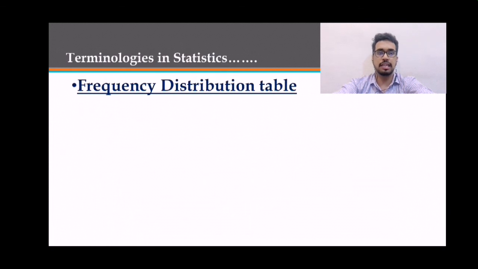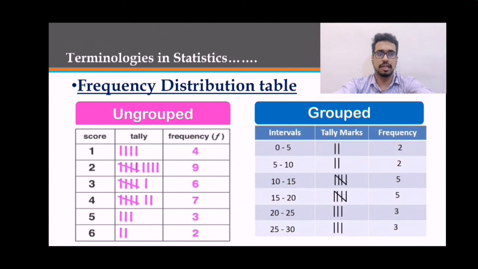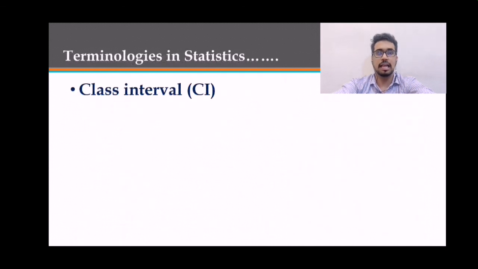Next is a frequency distribution table. This is a data table which consists of the given data with its corresponding frequency. There are two ways of putting it. One is ungrouped frequency, where each value is represented individually, and the second is called the grouped frequency distribution table, where the given data are grouped in terms of intervals. These intervals are called class intervals.